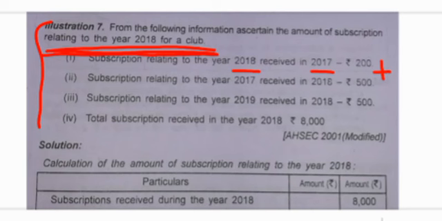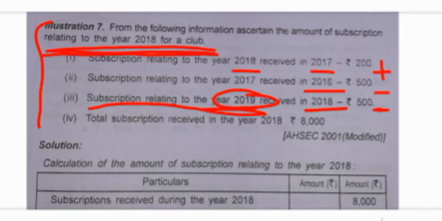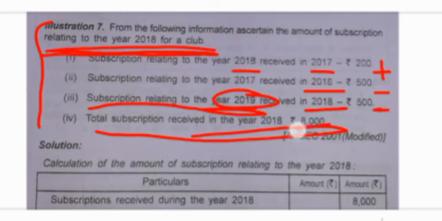Now subscription relating to the year 2017 received in 2018. Subscription relating to the year 2017, that means the previous year, but we are receiving it in the current year. So obviously we have to deduct it. Yes or no? We cannot include items related to the previous year. Now subscription relating to 2019 received in 2018. Again this also we have to deduct, because we cannot record it for any future years either. Now total subscription received during the year is 8,000. From this amount we have to deduct these items, the above items.